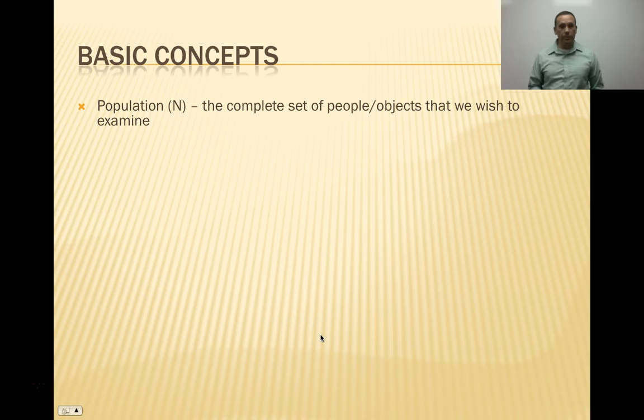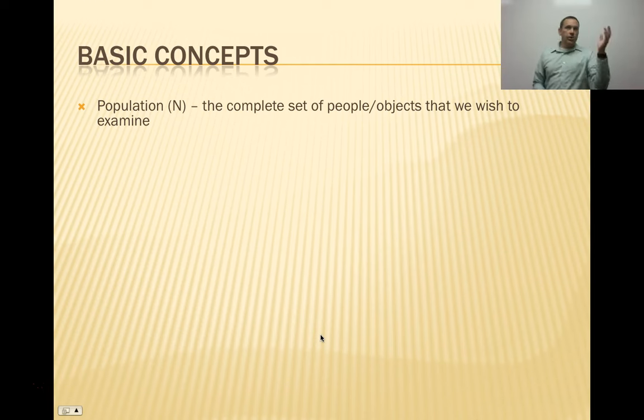So one of the first basic concepts that we want to talk about is this idea of the population. When we talk about population, we're talking about the complete set of people or objects that we want to examine or study. So for instance, let's say we had this wonderful new program that we thought would help high school seniors do better on their ACT. So the complete population for us, let's say, would be all high school seniors within the U.S. and wanting to see how this program might impact them.